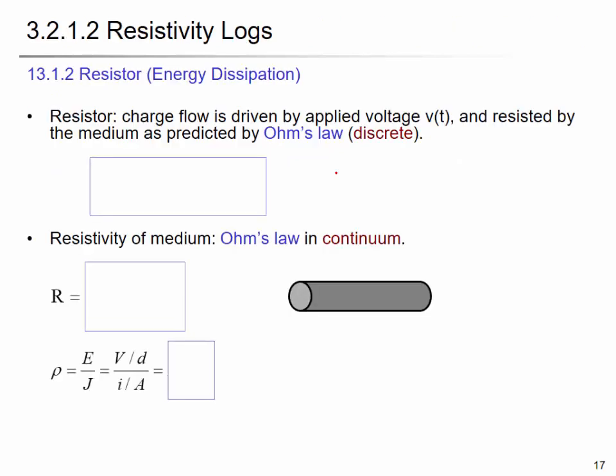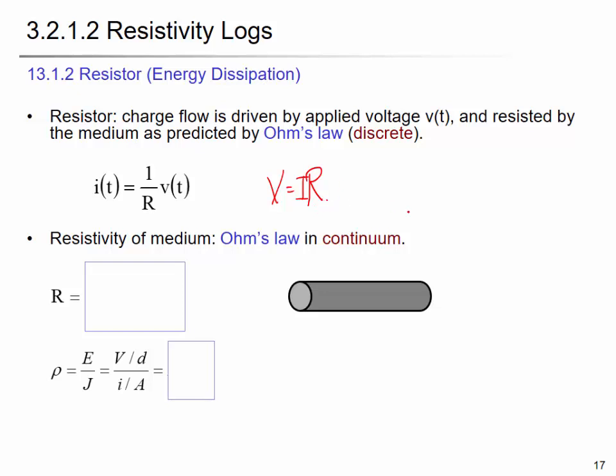So the second is the resistivity logs. Resistance is where the charge flow is driven by applied voltage and resisted by the medium, as predicted by Ohm's law. So Ohm's law is like what? V equals IR, right? And here the R is the resistance.